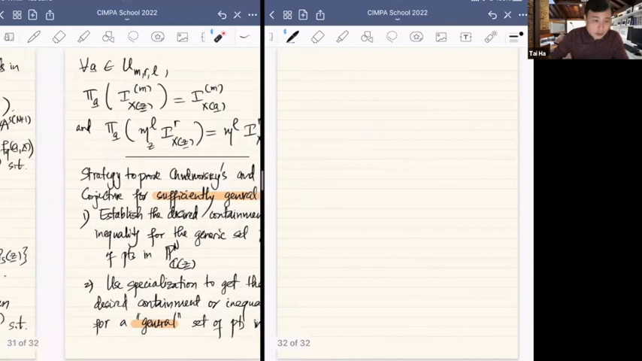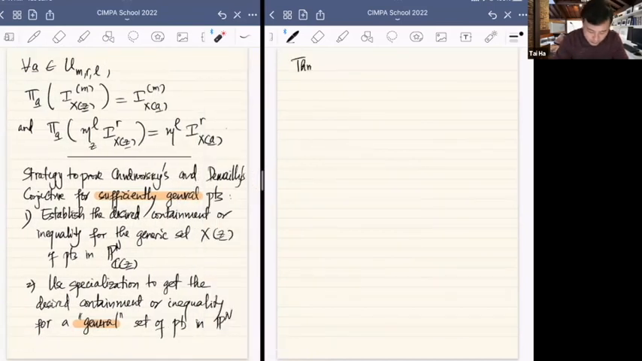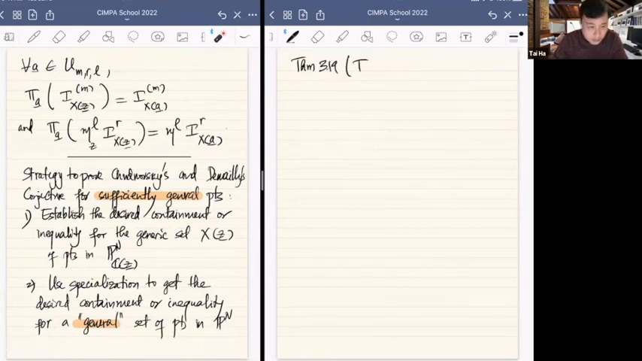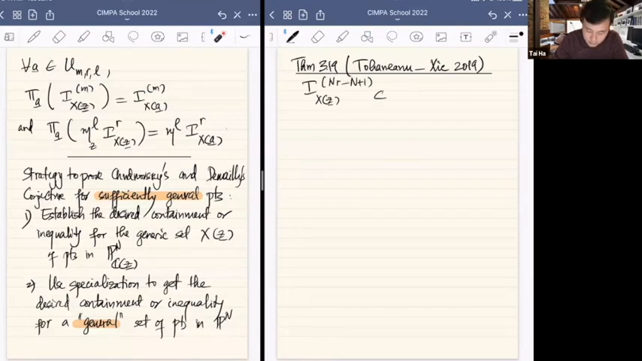So let me give you an example. Maybe this is a result, 3.19. This is by Tohaneanu and Xie in 2019. And what they prove is that they established Harbourne's containments, right? So they prove that I of the generic set of points to the symbolic power, again, h is now n, is contained in I to the power r for all big n. So the stable Harbourne containments for the generic set of points, right?